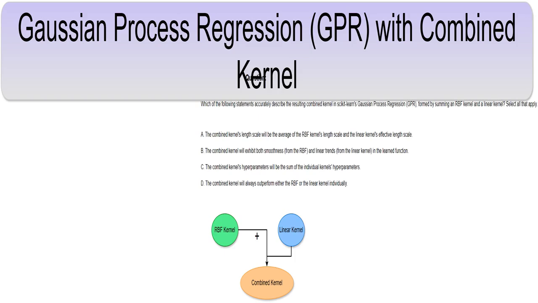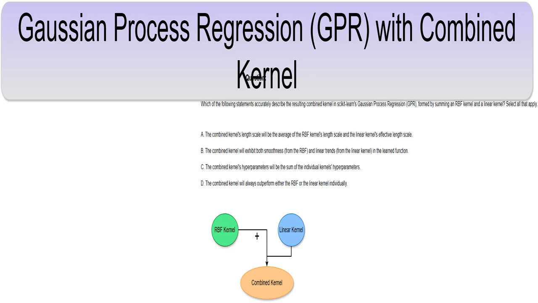I'm using Sklearn's Gaussian process regression, a powerful tool for predicting values based on data. I'm combining two types of kernels, the radial basis function, RBF, and the linear kernel, to build a more flexible model.